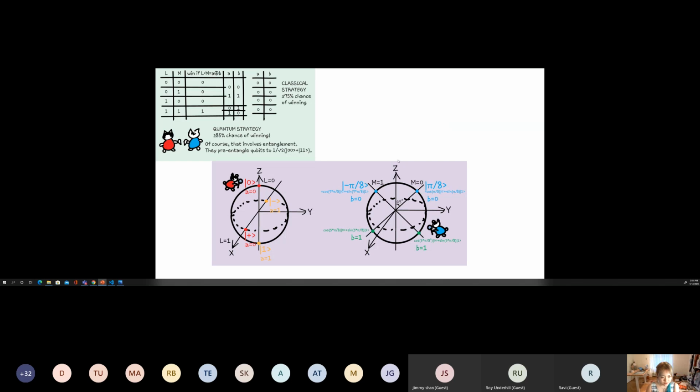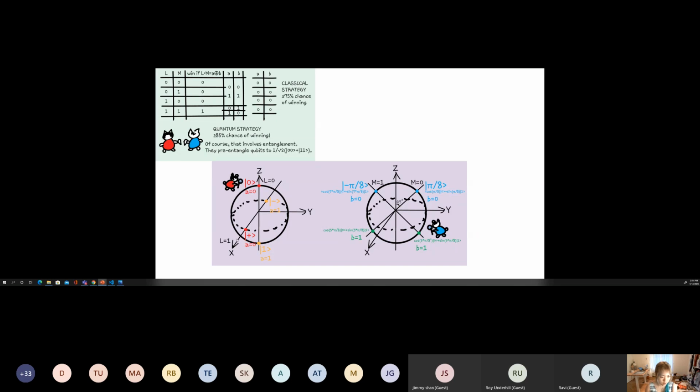So the clever thing is that they're using both the entanglement and the fact that they can use different bases to measure things. Before they start the game, they agree Alice will measure along the z-axis, which is the most used basis, the normal 0 and 1 basis, if the referee gives L equals 0.